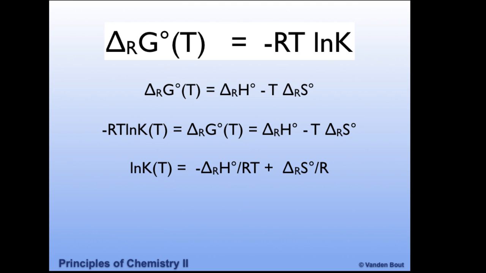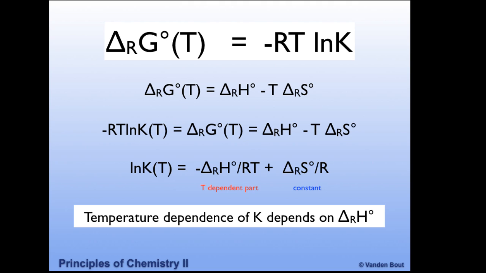So that has a particular consequence. If we say the natural log of K is equal to something, there's one part which is temperature dependent. That's actually the enthalpy part. It's the negative of the standard reaction enthalpy divided by the gas constant times the temperature. That's the temperature dependent part. And then there's a constant term, delta S over R. So the equilibrium constant has two parts, one that's changing with temperature and one that doesn't, and the temperature dependence is related to the enthalpy part. So the temperature dependence of K depends on the standard enthalpy for the reaction.